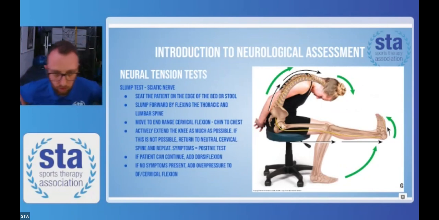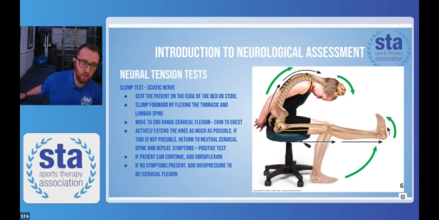Slump test, similar sort of idea. It's testing the sciatic nerve. Patient seated, I tend to do it on here because I want them nice and relaxed. So I want light touch on the floor. But if they're fully touching the floor, they're going to hold themselves up, which I found doesn't give a very good response. So I tend to use my treatment couch.